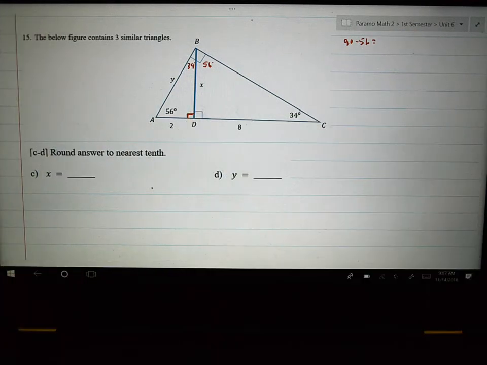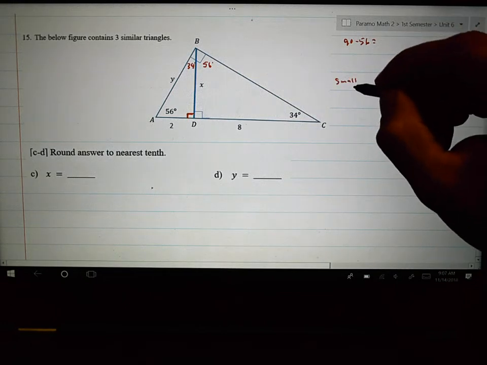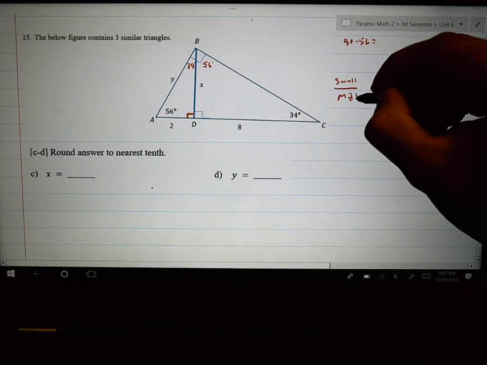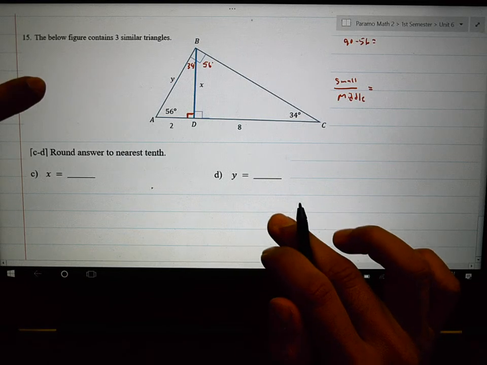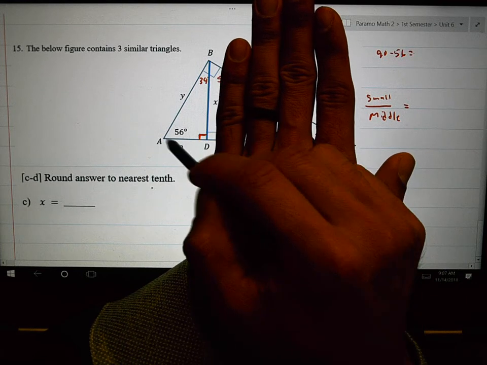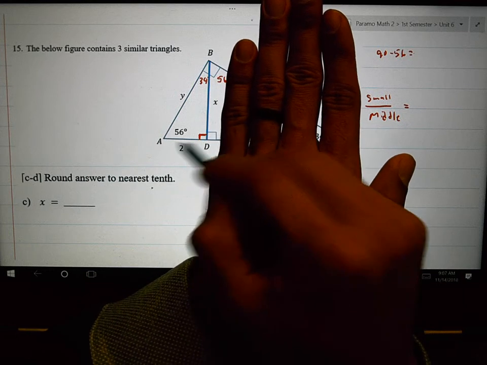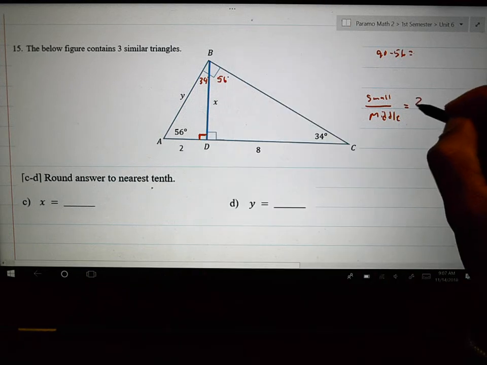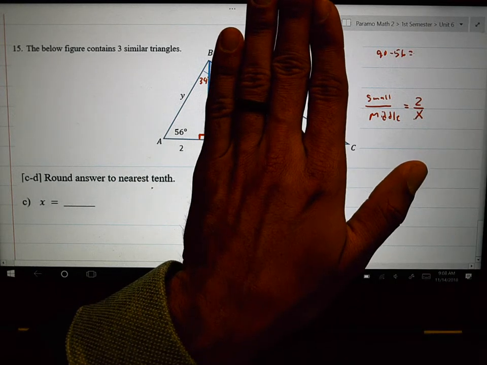What they want us to figure out is what is x? What I'm going to recommend you do on this is make some proportions that deal with small over middle. Here's what I mean by small over middle. If I ignore this triangle and I look at the small and the middle of this triangle right here, just looking at the triangle ABD, the small one is 2. The middle one is x. Small over middle.